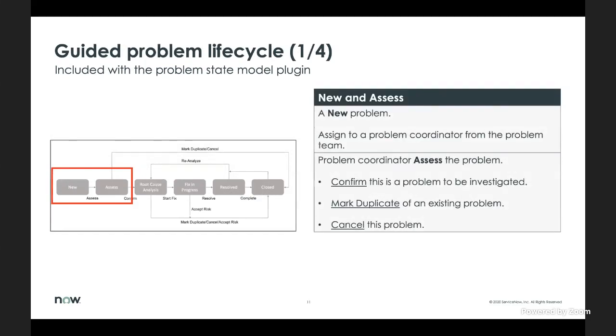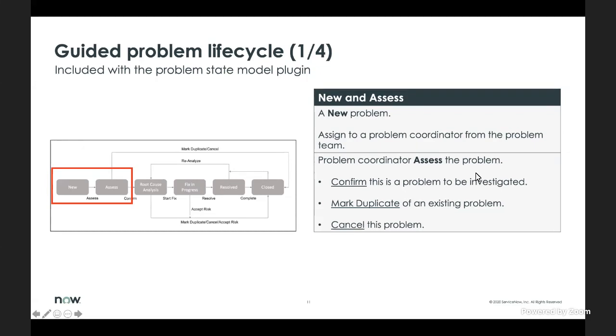So we're just going to look quickly at the new life cycle itself. We're not going to delve too much into this, just to give you a high level. There are 6 states now: new, assess, root cause analysis, fix in progress, resolved, and closed. You can see all these little arrows that take you back between those different states as well. This is actually in our documentation if you want to go and read that. But basically, when a new problem comes in, you will assign it to someone who has the problem coordinator role.